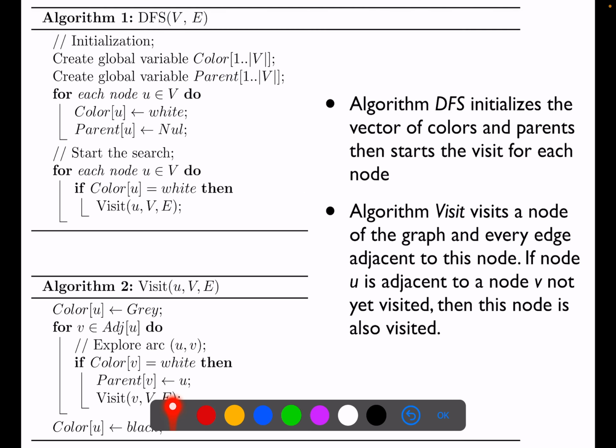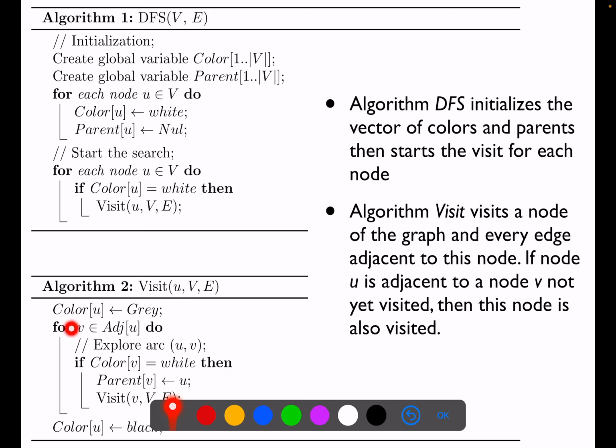Let's study the source code of this depth first search. Initially, we will create global variables for the color and also for the parent that will encode the forest, if you remember. Then for every node, we initialize its color to white, and the parent is null initially. And we will start the search for every node that is still white, and we visit it. The first thing that we do when we visit it is that we color this node gray, and we will try recursively to visit all its adjacent edges.